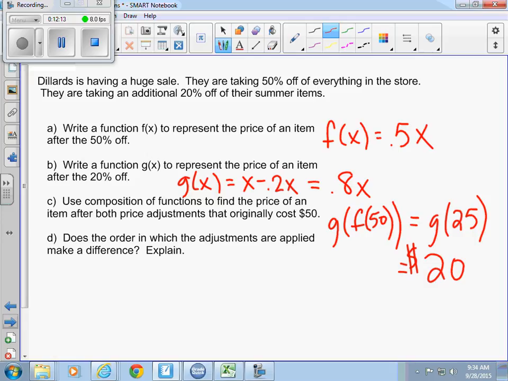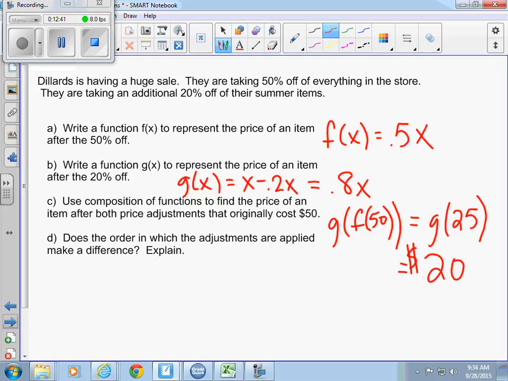Does the order in which you make the adjustments matter? Well, sometimes we know it does. We know composition of function does not work in any order. Well, but we need to try this. Maybe this composition of functions does. So I'm just going to try it. So I'm going to do 80% of 50. Try it. 80% of 50 and then take off the 50. So 0.8 times 50 and then 0.5.